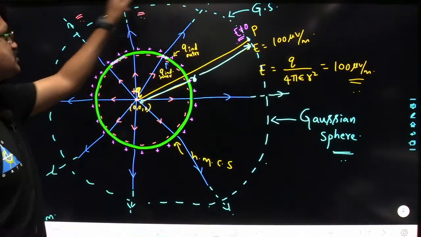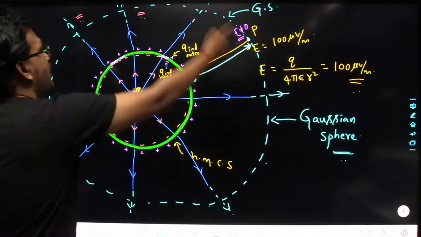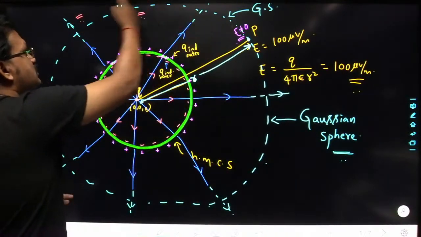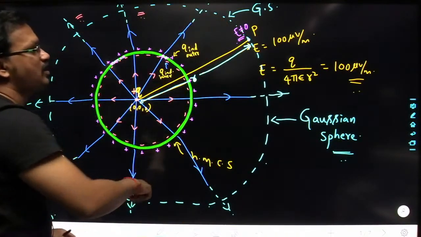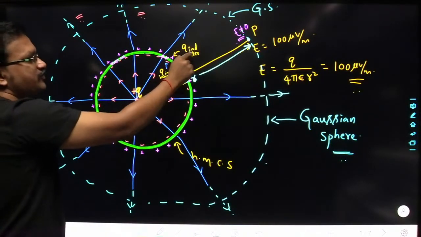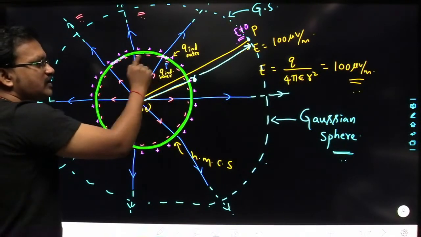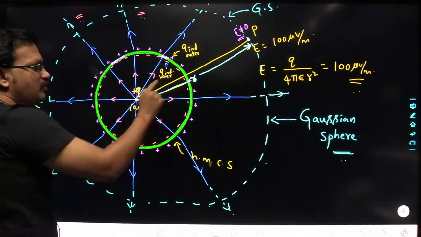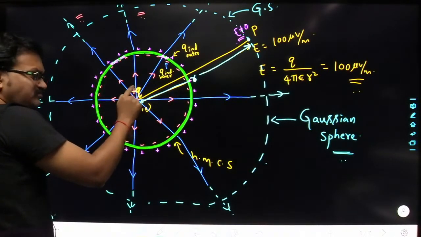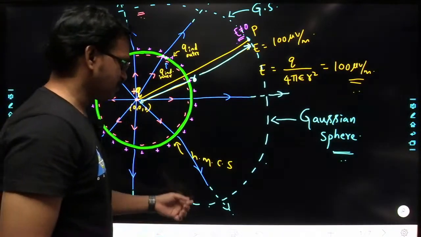So the electric flux leaving this Gaussian sphere must be equal to the charge enclosed by this Gaussian sphere. What is the charge enclosed? It is nothing but Q induced on the outer surface of the conducting sphere and Q induced on the inner surface of the conducting sphere, plus this charge, that is plus Q. Understood? Okay, so I am writing the total charge here.